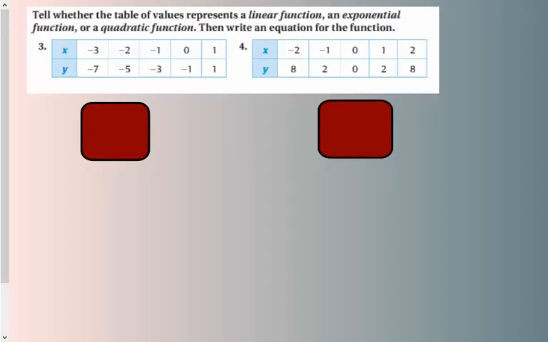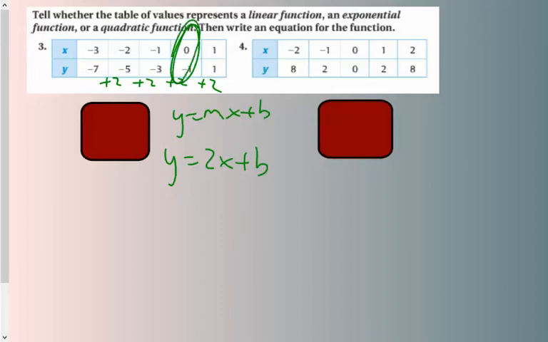Tell whether the function represents linear exponential function, then write the function. So I'm just going to go plus 2, plus 2, plus 2, plus 2. So that's y equals mx plus b. It's linear. Okay, my slope is 2, so y equals 2x plus b. My y-intercept is right there when x equals 0, so y equals 2x minus 1. That should be a review for you guys who've talked about linear before. This one makes a quadratic. I'm not going to do the same problem. We just did a quadratic.